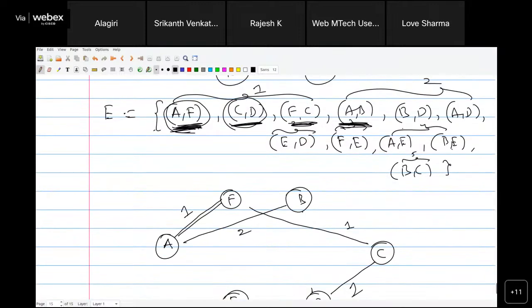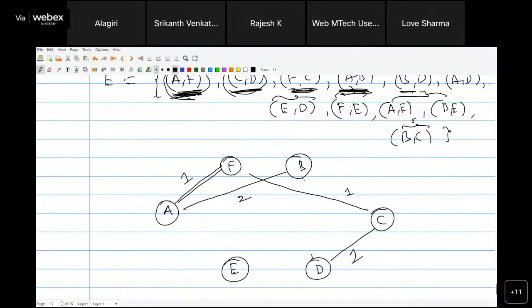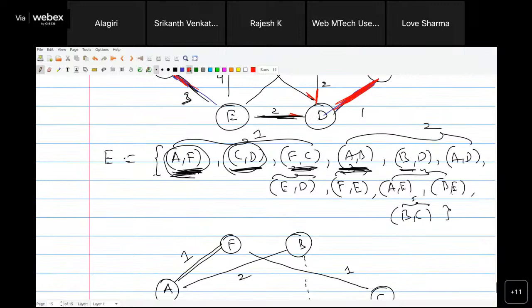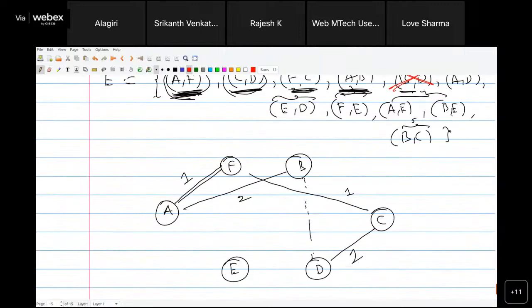Now he will move to the next edge, which is BD. So he will try to add BD. If he tries to add BD, that will create a cycle. So therefore, he will exclude BD. He will not add BD. So he will remove BD, and he will move to the next edge. So he will move to AD.